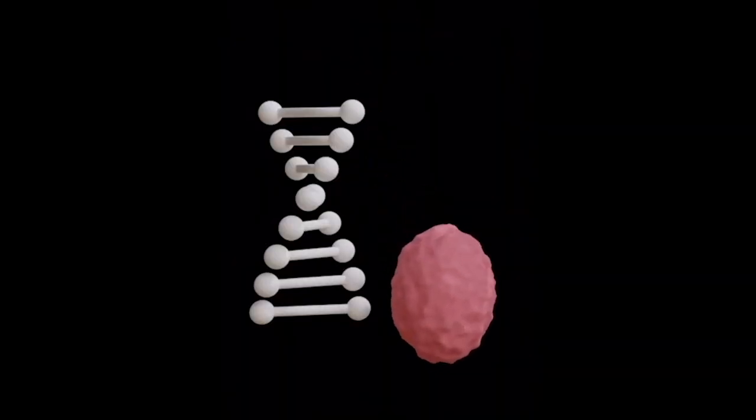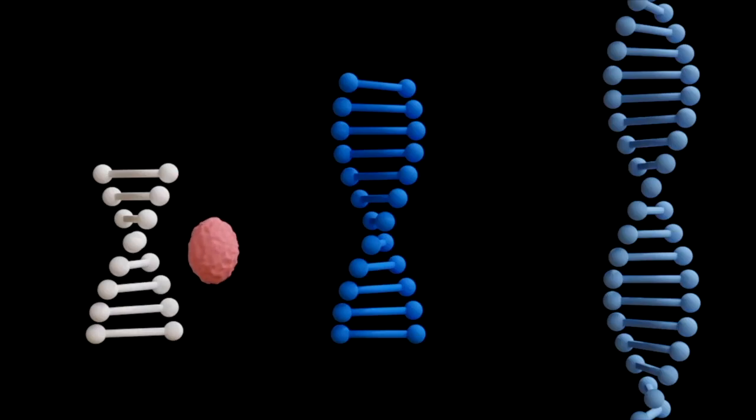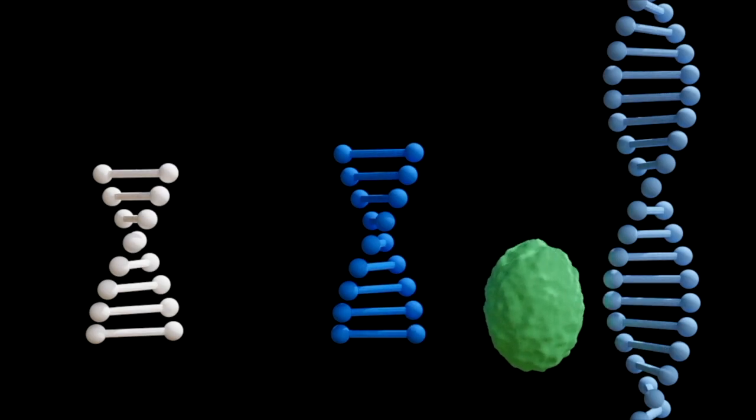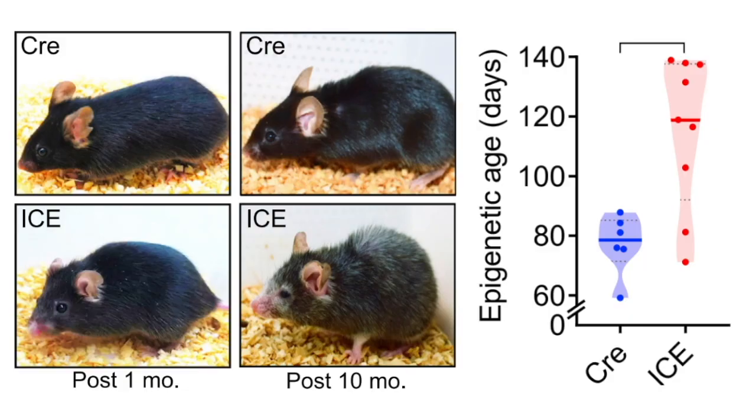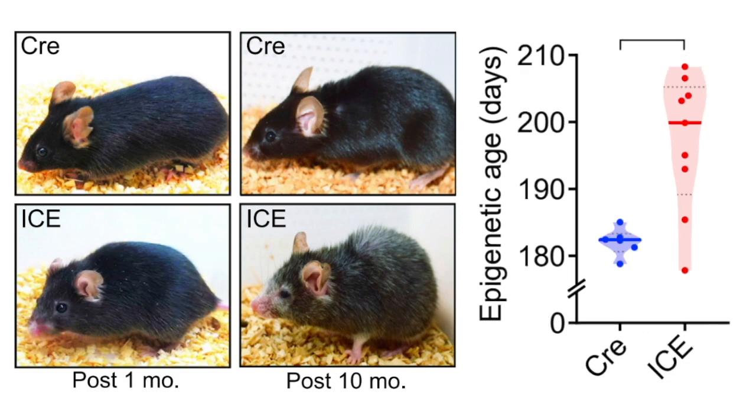Control mice received either Cre-ER or I-PpoI, while test mice were treated with ICE, which made it very easy to repair breaks, thus avoiding mutations. However, repairing the breaks changed the epigenome as predicted. In a month, the ICE mice prematurely aged to middle age, and in 10 to old age.